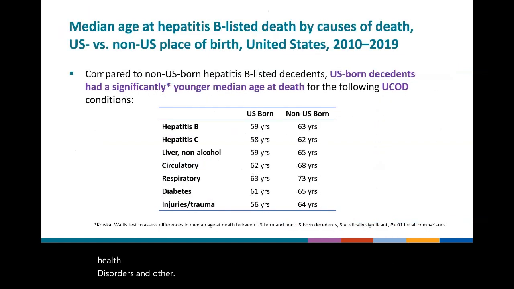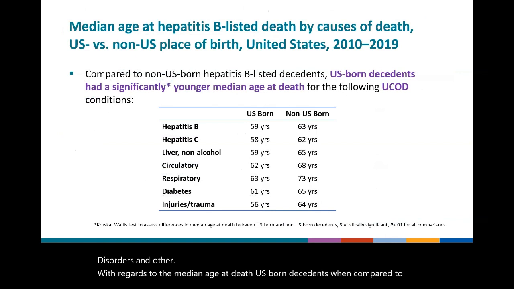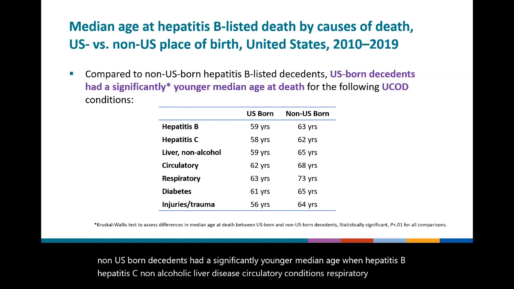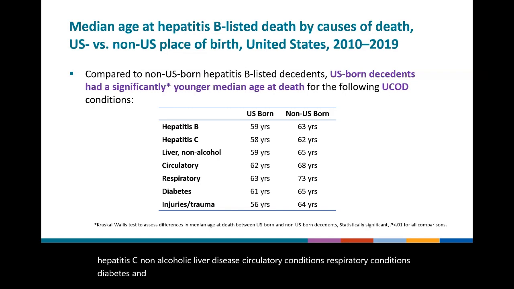With regards to the median age at death, US-born decedents, when compared to non-US-born decedents, had a significantly younger median age when hepatitis B, hepatitis C, non-alcoholic liver disease, circulatory conditions, respiratory conditions, diabetes, and injuries or trauma were listed as the underlying cause of death.